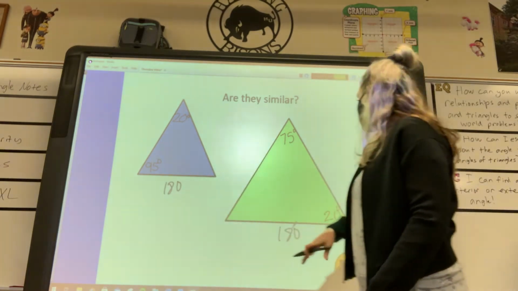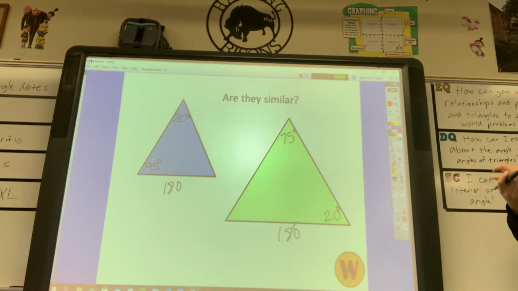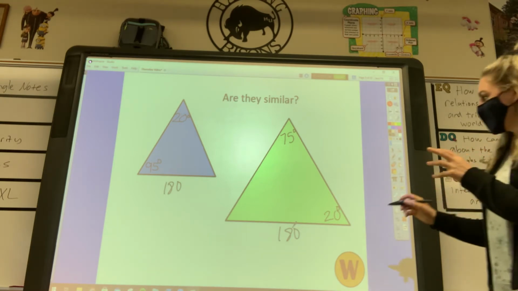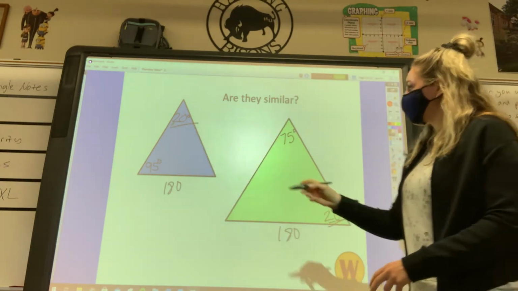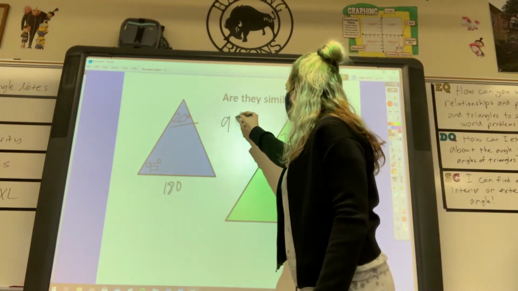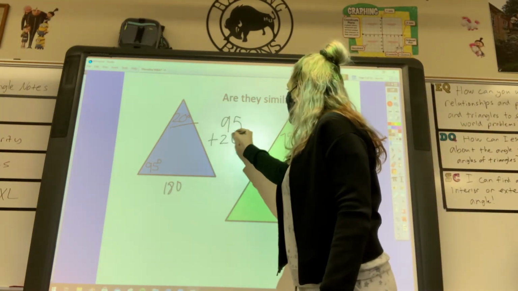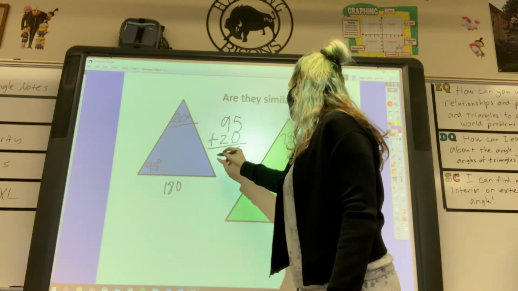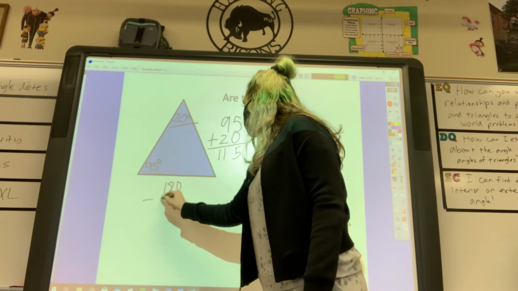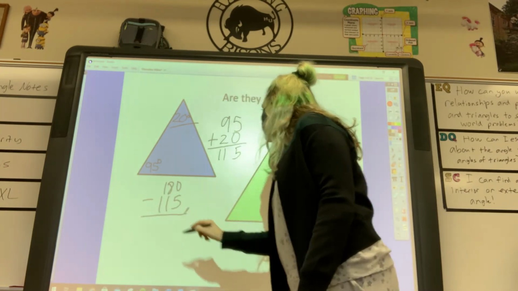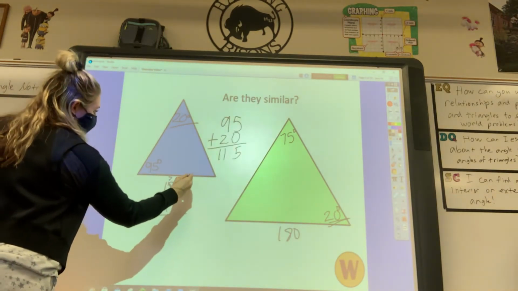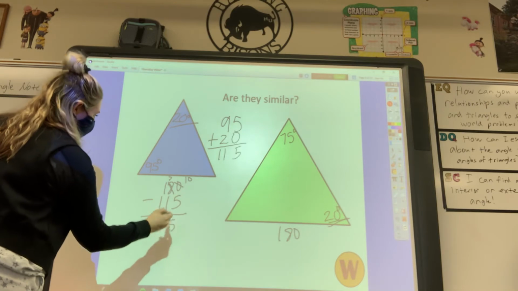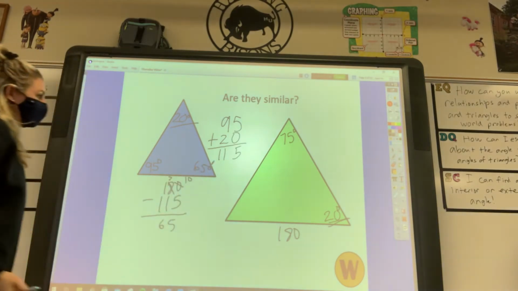So we need to figure out if with these triangles we'll have two similar angles, because right now we only have one set of congruent angles. So again, using the triangle sum theorem, we will add up 95 plus 20 and get 115. And if we subtract that from 180, we get 7, 10 minus 5 is 5, 7 minus 1 is 6. So we'll get 65 degrees here.